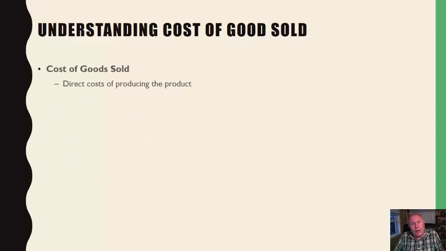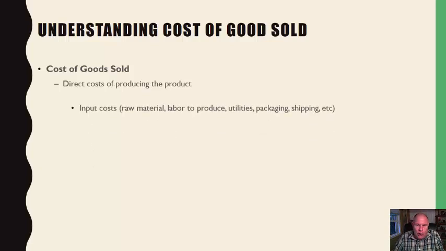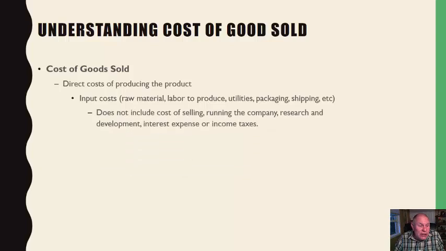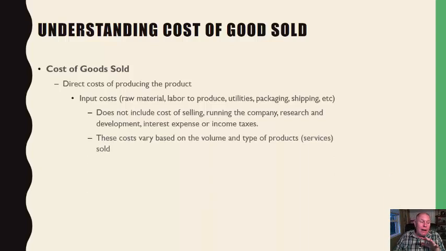Cost of goods sold are the direct costs of producing the product. These are the input costs: the raw material, labor to produce, utilities, packaging, shipping. It doesn't include the cost of selling or running the company, research and development, interest expenses, or taxes. These costs are oftentimes based on the volumes and type of products or services sold.